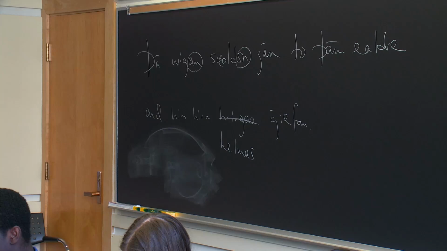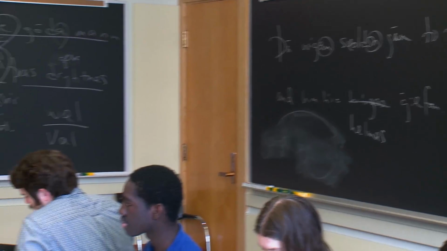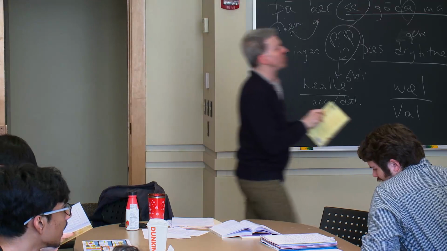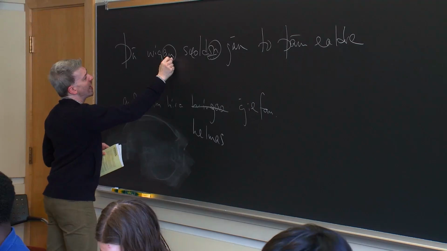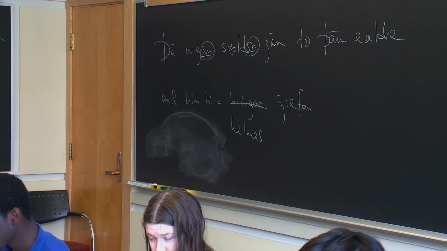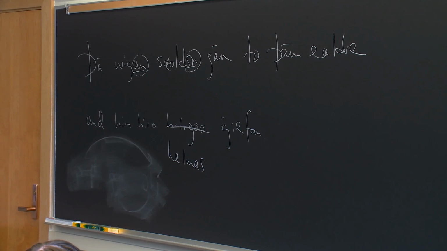of preterite present verbs that you need to know. Remember this all-important list on page 81? So cunnon, magon, moton, sculon, and witon, plus don and gon. So you see the plural ending -on, and that helps you disambiguate this often ambiguous -an ending. Very good. Keep going. And then I saw "gangon," which I figured might be the verb in that section because of the "tō þām ealdre."